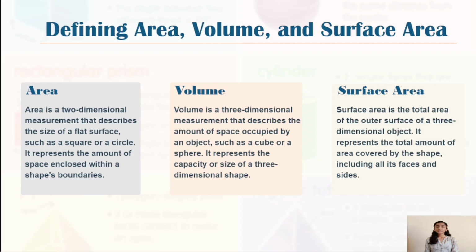Defining area, volume and surface area. Area. Area is a two-dimensional measurement that describes the size of a flat surface such as a square or a circle. It represents the amount of space enclosed within a shape's boundaries. Volume. Volume is a three-dimensional measurement that describes the amount of space occupied by an object such as a cube or a sphere. It represents the capacity or size of a three-dimensional shape. Surface area. Surface area is the total area of the outer surface of a three-dimensional object. It represents the total amount of area covered by the shape including all its faces and sides.